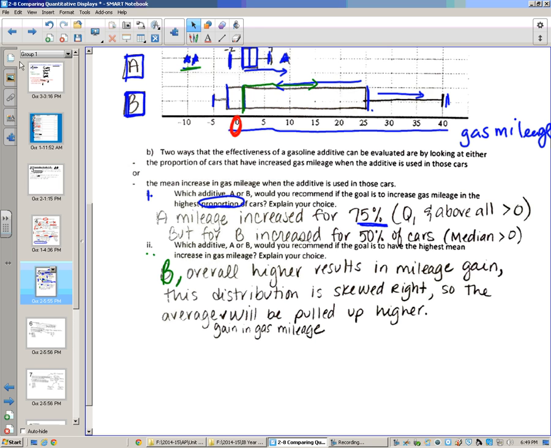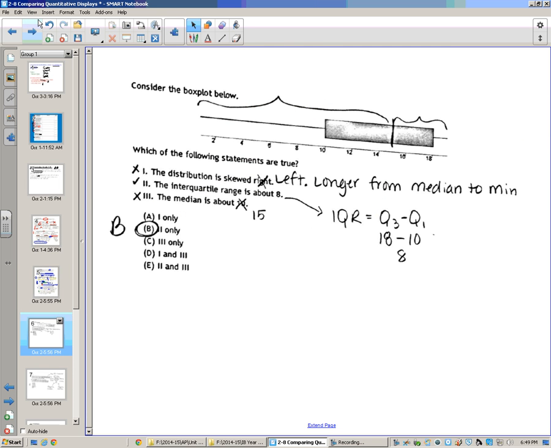Okay, some multiple choice questions. Consider the box plot. The distribution is skewed right. Again, measure from the median to your min, and the median to your max. If you notice, it's longer on the left-hand side, so it's skewed left, not skewed right. The IQR is about 8. Looking at the IQR, Q3 minus Q1, this is about 10, this is about 18, so that's correct. The median is about 10? No, the median's right here, so it's 15.